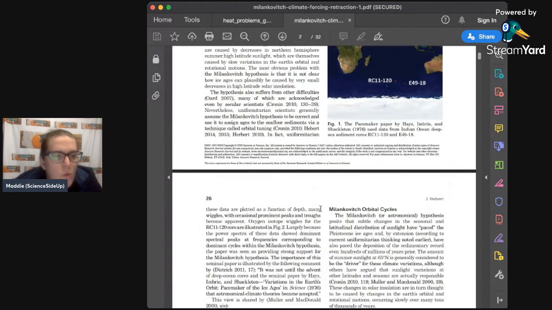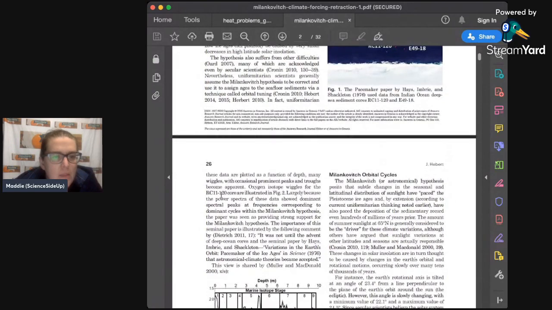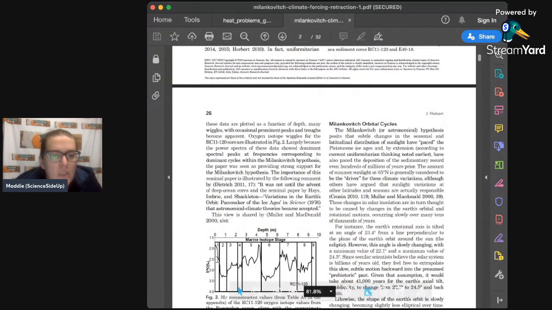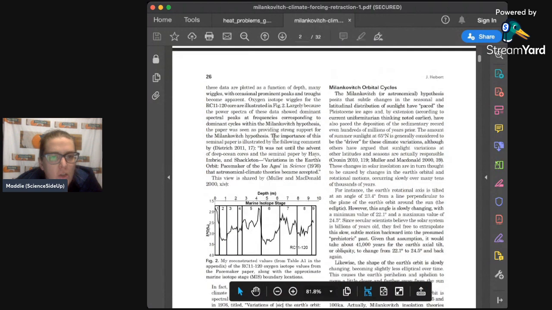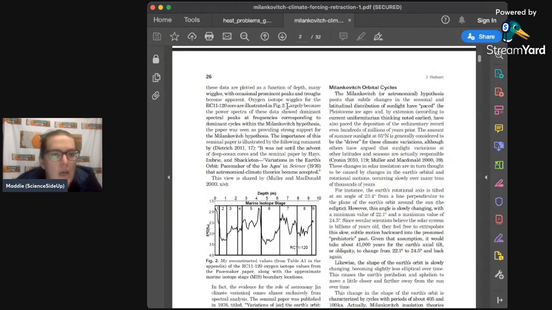Also inferred, when these data are plotted as a function of depth, many wiggles with occasional prominent peaks and troughs become apparent. So this is the isotope data. Oxygen isotope wiggles for the core are illustrated in figure 2, largely because power spectra of these data show dominant spectral peaks at frequencies corresponding to dominant cycles within the Milankovitch hypothesis. The paper was seen as providing strong support for the Milankovitch hypothesis.